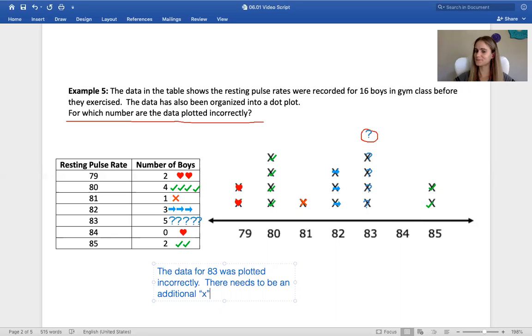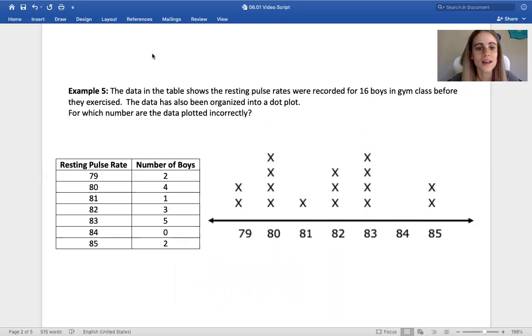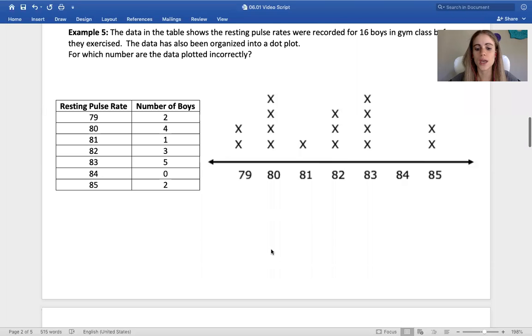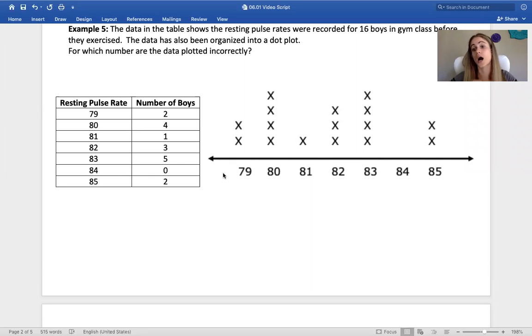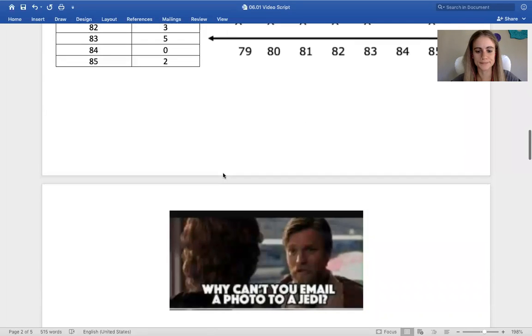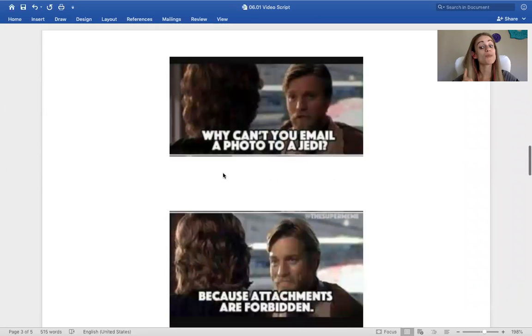All right. Now, before we move on to histograms, I'm recording this on Monday, May 4th, which if you're a Star Wars fan is called Star Wars Day, because may the 4th be with you, may the Force be with you. So I got a little Star Wars joke for you. All right, why can't you email a photo to a Jedi? Because attachments are forbidden. Real knee slapper right there.